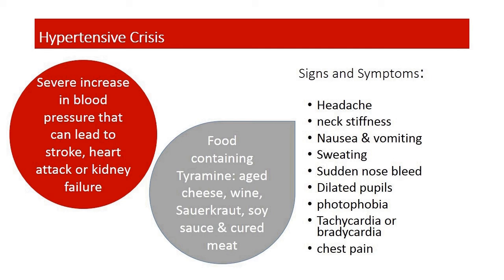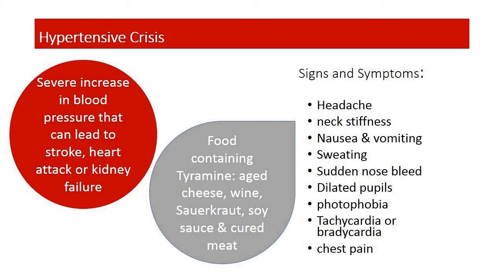The foods containing tyramine are aged foods, such as aged cheese, wine, sauerkraut, soy sauce, and cured meat. Signs and symptoms of a hypertensive crisis include headache, neck stiffness, nausea and vomiting, sweating, sudden nosebleed, dilated pupils, photophobia, tachycardia or bradycardia, and chest pain.